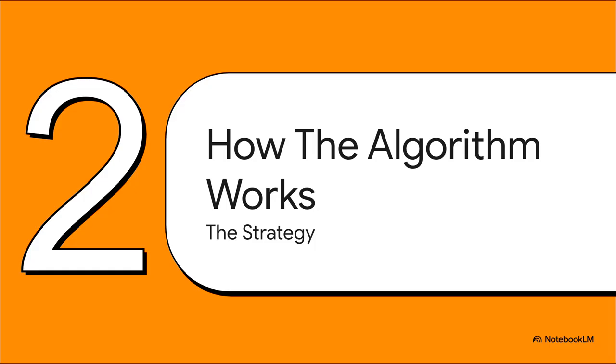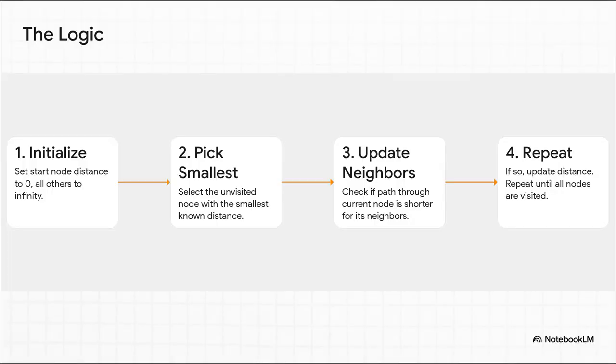So how does the algorithm actually find the path with the smallest total weight? It's not magic. It's just a really, really clever strategy. The logic is actually beautiful. You start at your origin and you say its distance is 0. Every other spot on the map, its distance is infinity for now. Then you just follow this simple loop.